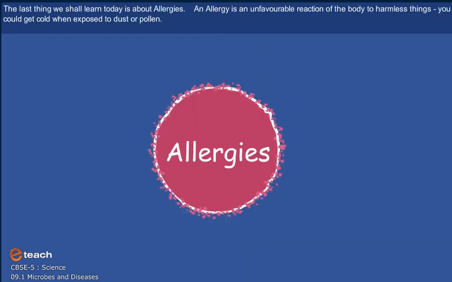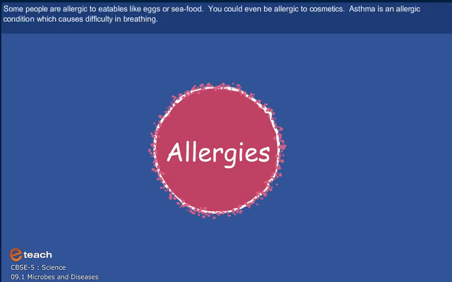The last thing we shall learn today is about allergies. An allergy is an unfavorable reaction of the body to harmless things. You could get a cold when exposed to dust or pollen. Some people are allergic to eatables like eggs or seafood. You could even be allergic to cosmetics. Asthma is an allergic condition which causes difficulty in breathing.